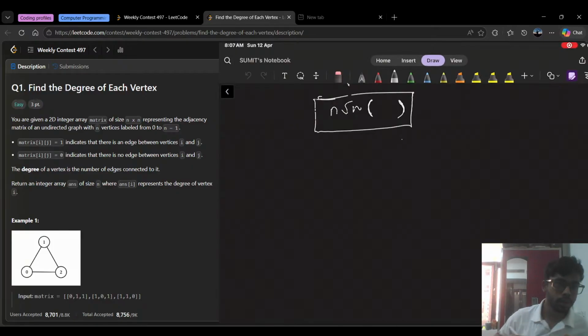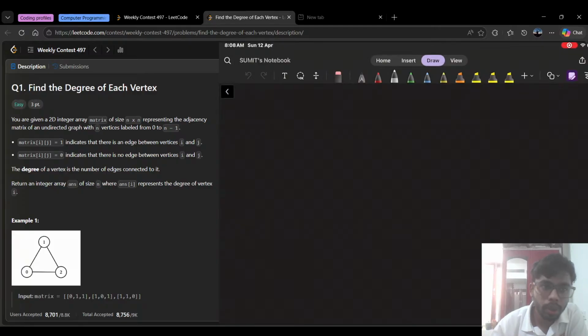So we have got the first question. Find degree of each vertex. You are given a 2D integer array matrix of size n representing the adjacency matrix of an undirected graph with n vertices labeled from 0 to n minus 1. Okay, matrix[i][j] equal to 1 indicates that there is an edge between i and j, and matrix[i][j] equal to 0 indicates that there is no edge between i and j. Okay.